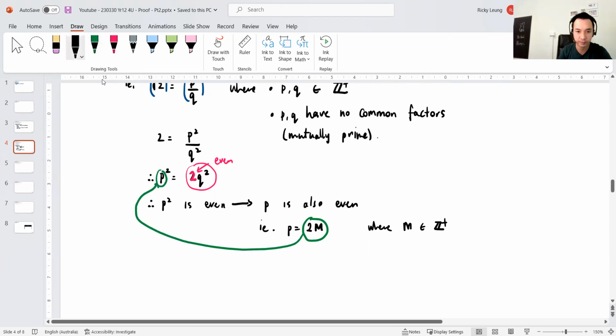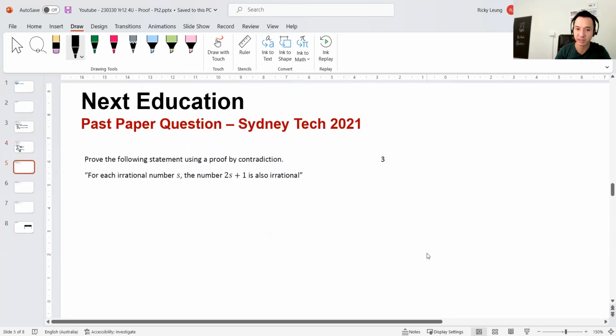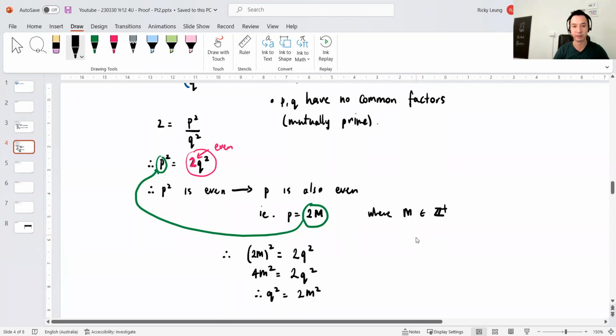And you go, therefore, 2m squared. Now, we've proved that P is even. If I can prove that Q is even, then by contradiction, I've done it, because they have a common factor. So once you sub that in, you've got 2Q squared here. So what's that? 4m squared equals 2Q squared. Therefore, Q squared equals 2m squared. So I don't really care about what m is. It's an integer.